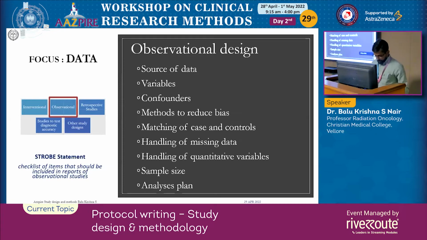Again, sample size and analysis plan, which is common. Again, like CONSORT, in observational design there's something called the STROBE statement, which also gives you a checklist of items that have to be included in observational design when you report the design. So if you look at that, you will know what all elements you have to add in your methodology when you plan your trial.